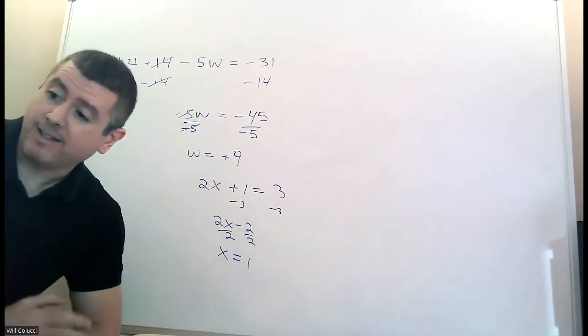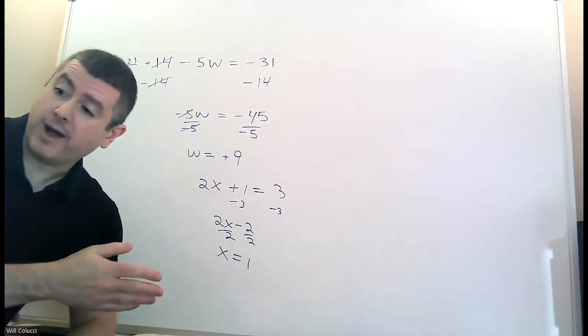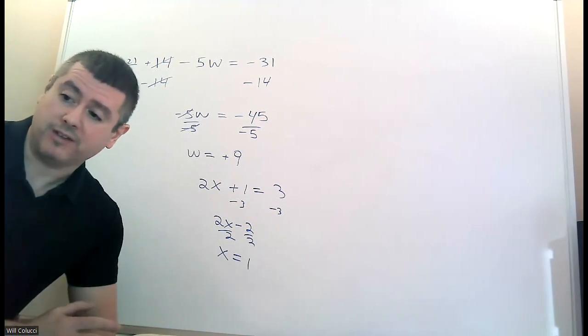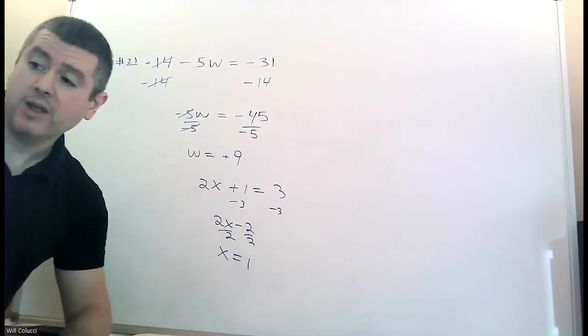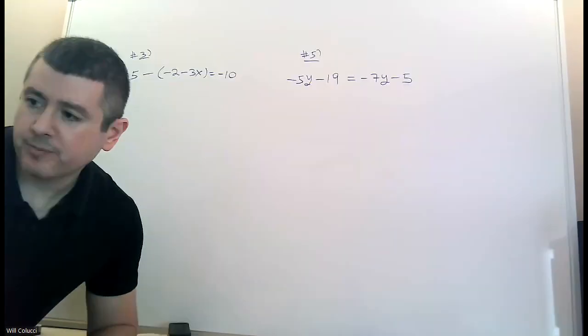Your goal is to get that letter all by itself on one side and the number all by itself on the other side. They have to be on opposite sides of the equal. This is really important. I mean, this is the thing that I see students do all the time. They put it on the wrong sides. You have to be very careful. I'll do a bunch more of these.